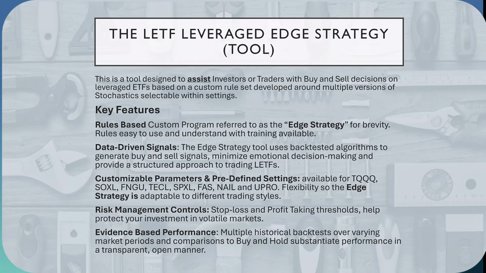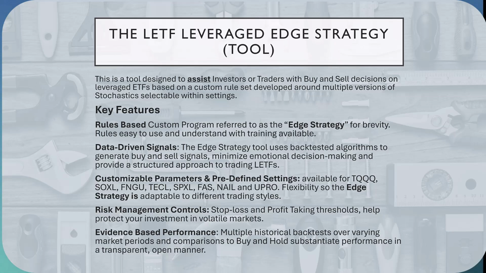There are risk management controls. There's stop loss. There's take profit. There's risk management to help mitigate and make the risk less than doing a buy and hold approach. And it's also designed to reduce drawdown and make it easier than trying to do a buy and hold approach.